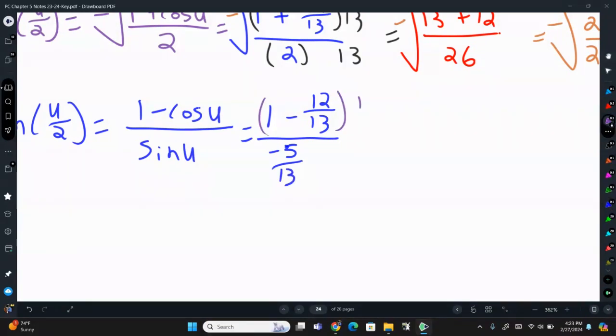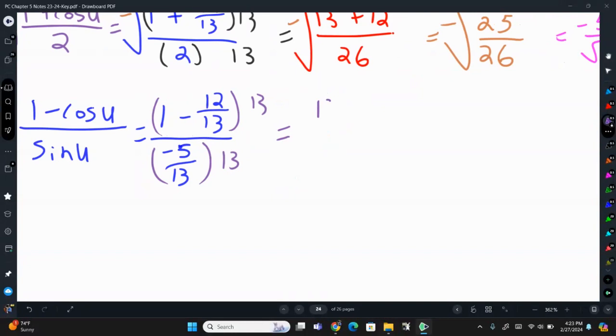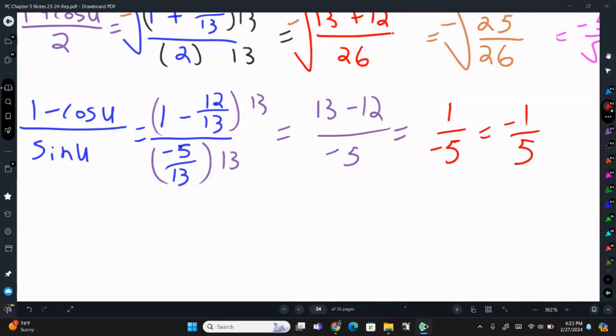So then multiply the top and bottom by 13. We get 13 minus 12 over negative 5. 13 minus 12 is 1 over negative 5, which is negative 1/5. And that would be our tangent of this u over 2 angle.